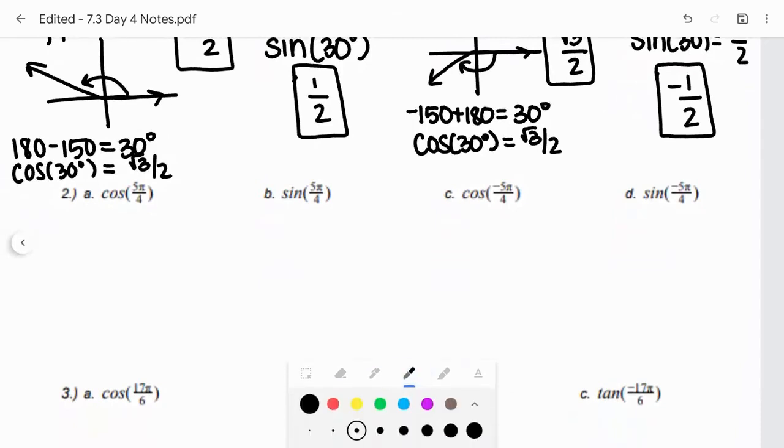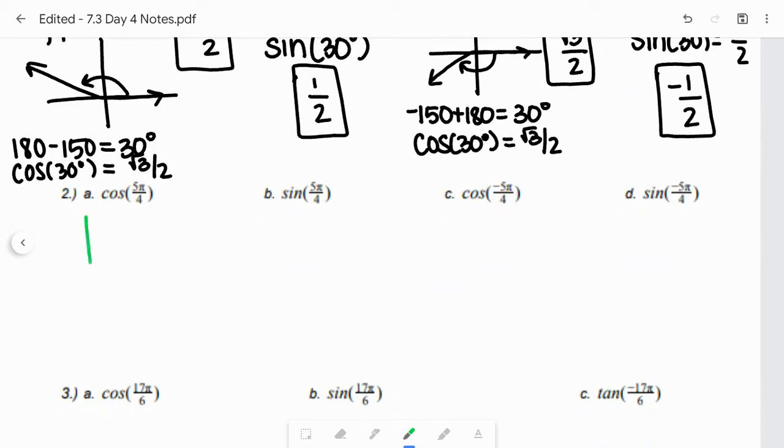Okay, number 2, this time the angle that we were given is 5 pi over 4. So we're at cosine 5 pi over 4. Let's make sure that we sketch this out. So just as a reminder, we have pi over 2. We've got pi, oops, let's go back. Pi is over here. We've got 3 pi over 2, and then 2 pi. So I want 5 pi over 4. That is going to be over here.